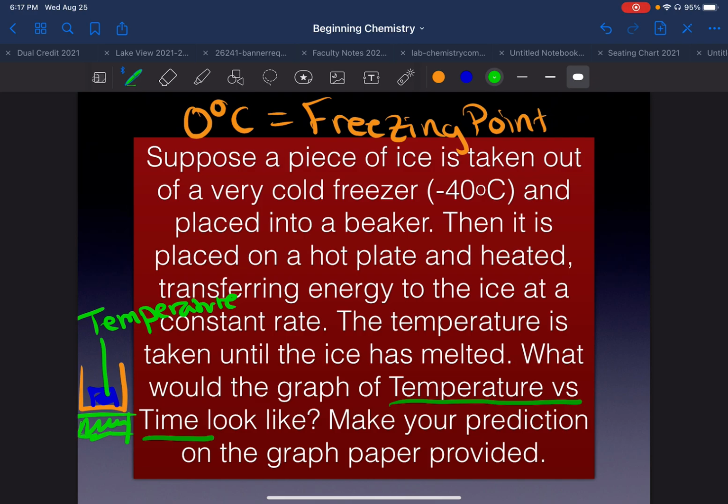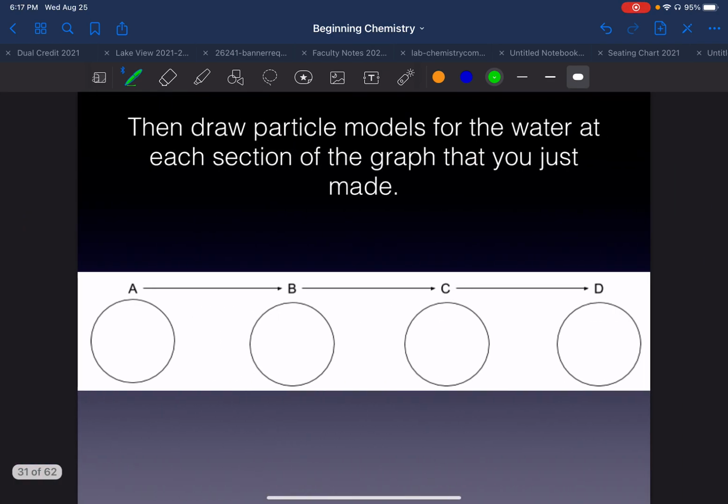If you had to graph over time the temperature of that ice cube as it goes from solid to liquid to gas, what would that look like? And usually kids are like, well, I don't know. I never really thought about that. So then I go on. Here's the next question. It says to draw the particle molecules for the water. There's 4 parts here, but we're going to limit it to solid, liquid, and gas.